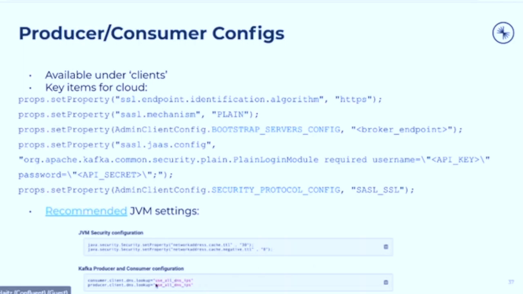And then the second property, important for consumers and producers. This ensures that if the Kafka clients get back a list of IPs for a certain DNS entry, the clients step through all the returned IPs before they throw an error. Standard behavior is that they check the first, and if that doesn't work, they throw an error.